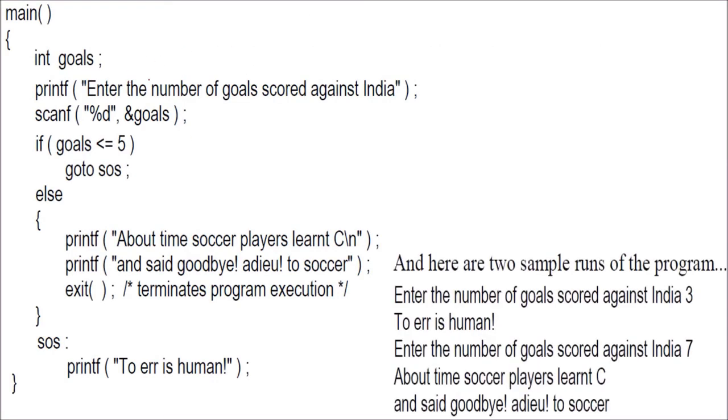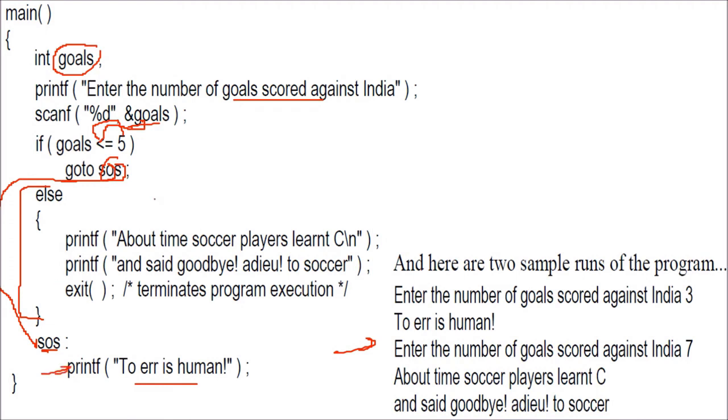This is a simple example where you have some goals. You want to know how many goals are scored by India. You take it in goals, and if goals is less than 5, then you go to SOS. This SOS followed by a colon is the label to which the flow of control is transferred. This will never be executed if the goals remain less than or equal to 5. If it is greater than 5, then you go here. I hope you got the idea. So this is the output. This seems very good here, that your control is being transferred.